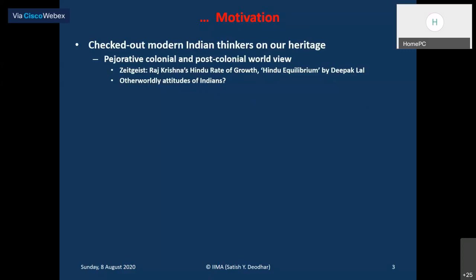But this is asymmetric. When you take the word Hindu and say Hindu rate of growth, as if it is something negative. There is a negative connotation to it, right? There is no positive connotation to it, even if you are not using it in a religious sense. So I thought, why is this? And I figured out that everybody thought, at least in those times, till the early independence period, that Indians were more worried about otherworldly attitudes, otherworldly concerns, and therefore economic growth was not taking place. They were not interested in wealth creation, and therefore India was a third world country.